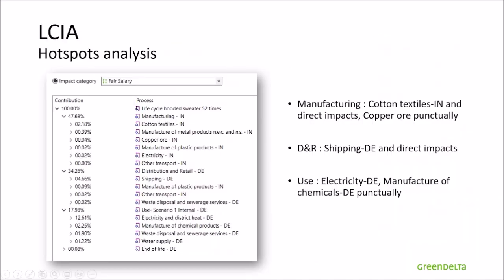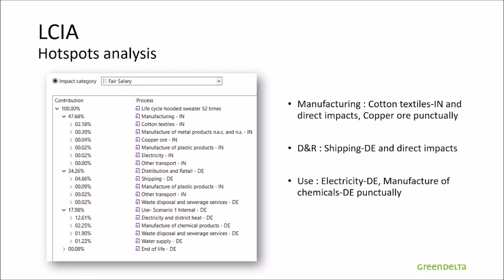So this is what the contribution tree looks like for the impact category fair salary, for instance. Every time you unfold a process, you can dig deeper into the supply chain, which will allow you to map any recurrent risk in your model. So I deduced from this hotspot analysis that in the manufacturing stage, the most contributing elements are the cotton textile sector in India and the direct impact from the process itself, so from the process manufacturing.